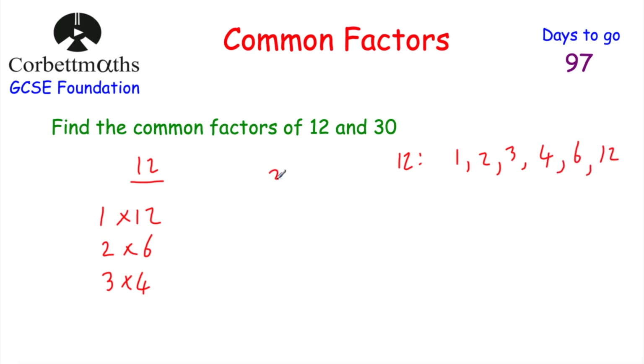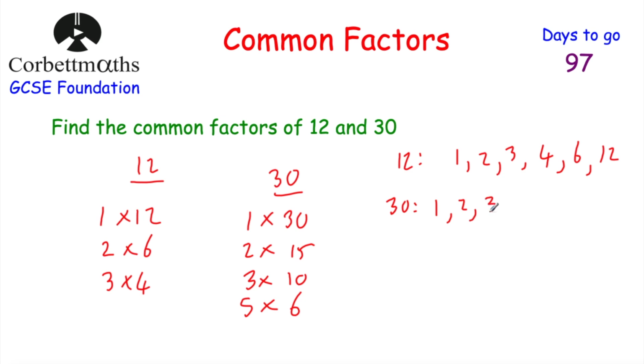Okay, now let's have a look at 30. So 30, the numbers that multiply together to be 30. Well, 1 multiplied by 30 is 30. 2 multiplied by 15 is equal to 30. 3 multiplied by 10 is equal to 30. 5 multiplied by 6 is equal to 30, and that's it. So the factors of 30 would be 1, 2, 3, 5, 6, 10, 15, and 30. So there's the factors of 12 and 30.